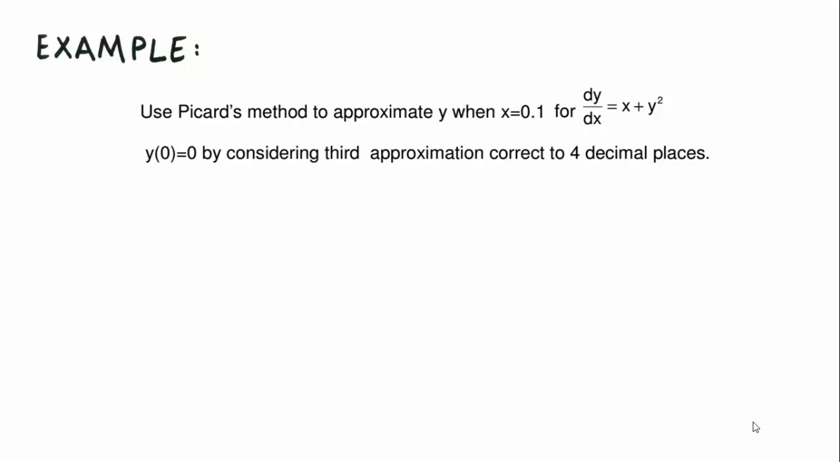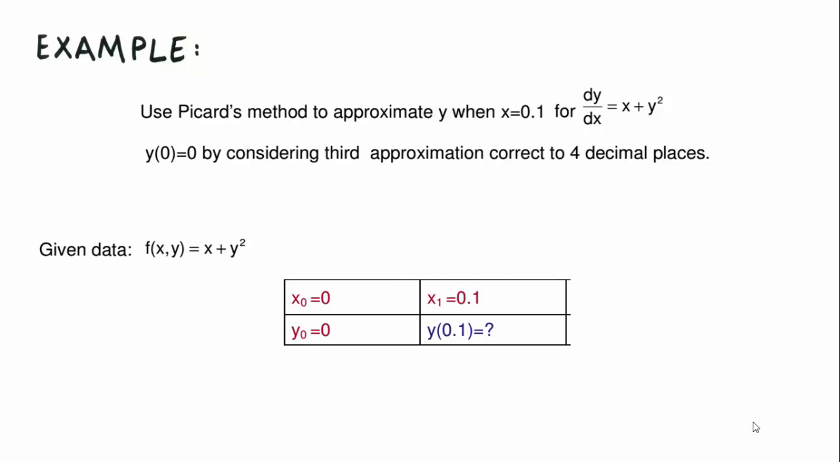We are also given the initial value of x and y, and we have to continue the example until the third approximation and 4 decimal places. So let's collect the data here. We are given the function x plus y square and the initial values of x and y, which are equal to 0, while we have to find the value of y when x is equal to 0.1.